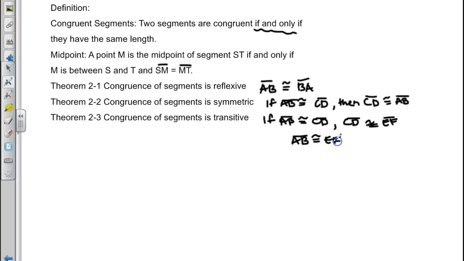So let's talk about that real quick. If my first segment is the same measure as the second, and the second is the same measure as the third, then this first one would be the same measure. So let's say the first one is 12 meters long. Well, if CD is 12 meters long and CD is the same as EF, then I know that's 12. So it's saying from there that segment AB and EF are also equal in measure, or congruent. All right, hope that makes sense. Make sure you ask me about that tomorrow if it doesn't.